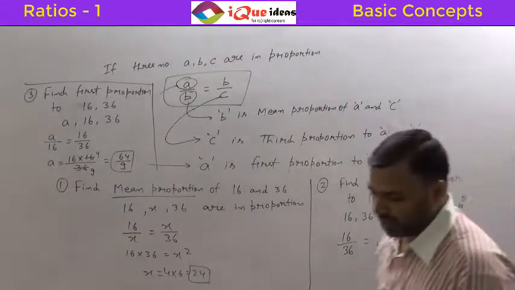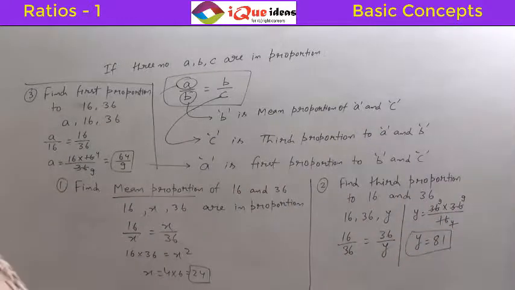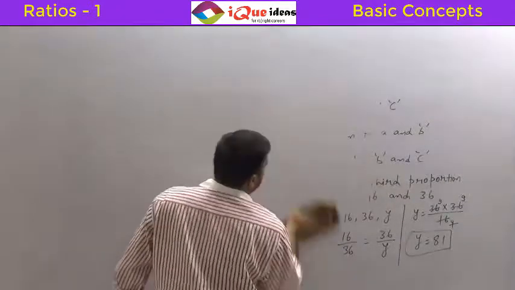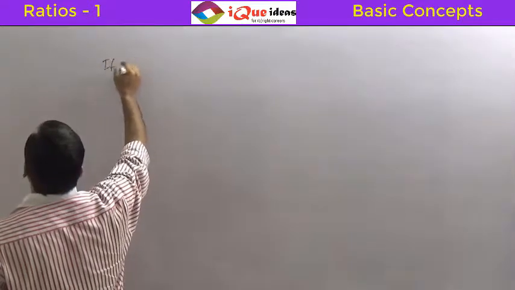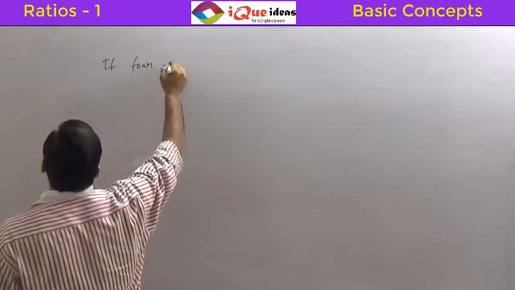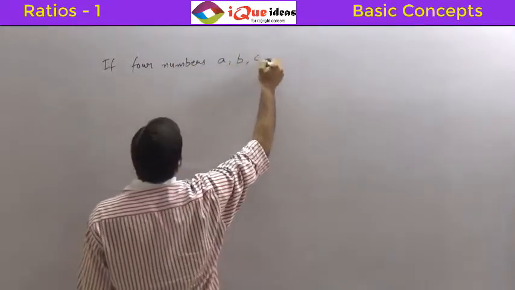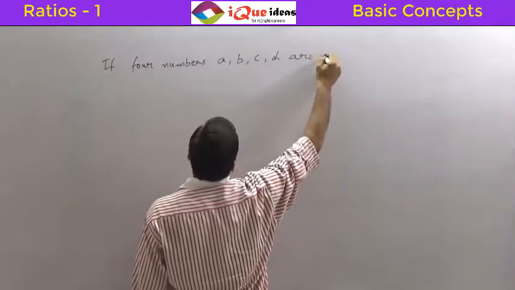What if there are four numbers? In the questions of this chapter, particularly only for this chapter, the language of the question would be, suppose we get four numbers, A, B, C, D are in proportion.